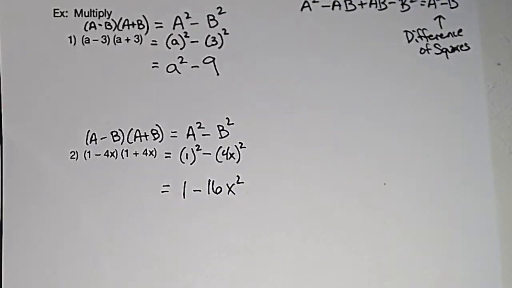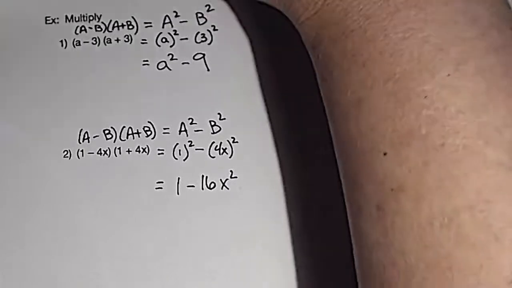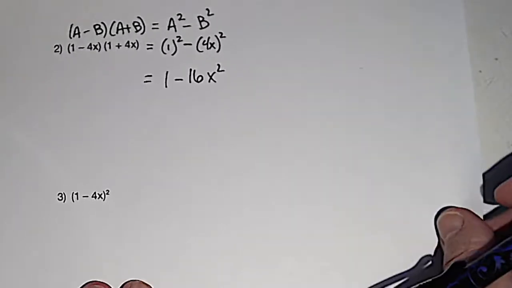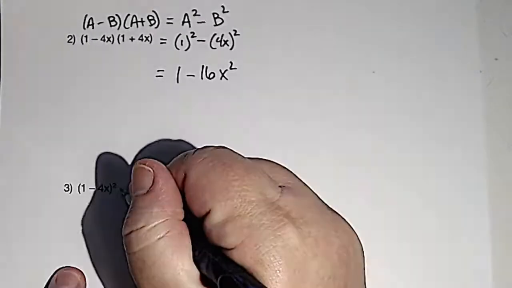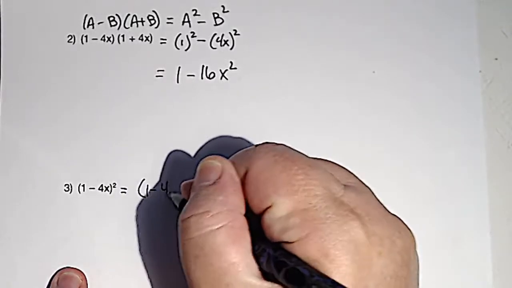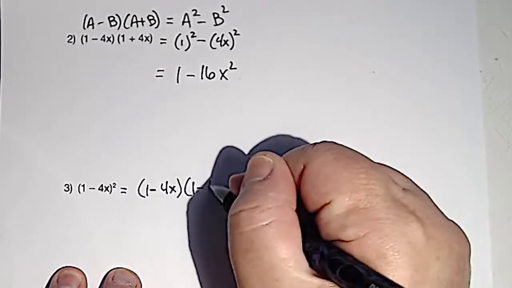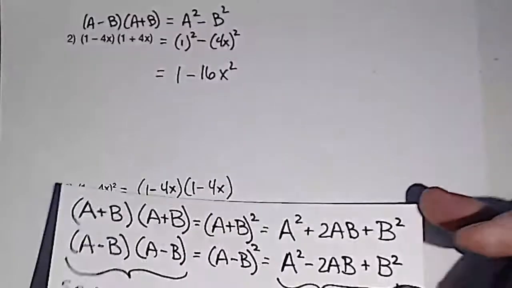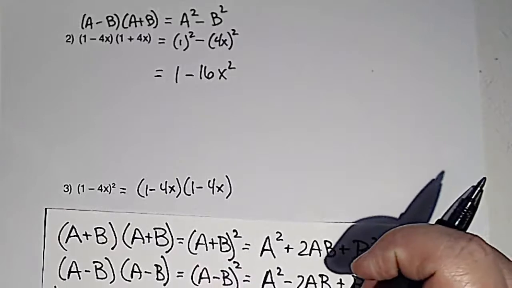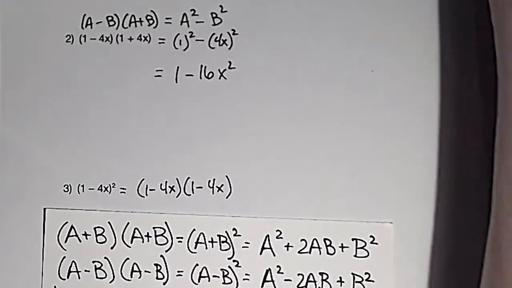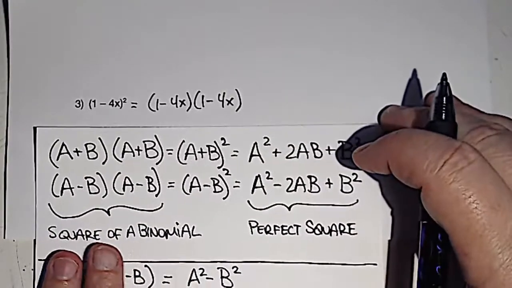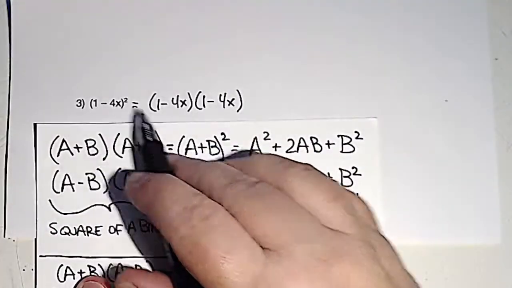Just like that. So these are kind of handy. Again, you could use FOIL. FOIL will be about just as long, maybe a little bit longer if you get really good with the formulas. Okay. This is 1 minus 4x times 1 minus 4x. And I am going to pull out the handy dandy formula guy here so we can take a look. Let me pull this up a little bit so you can see it. Okay, this is 1 minus 4x, the quantity squared.